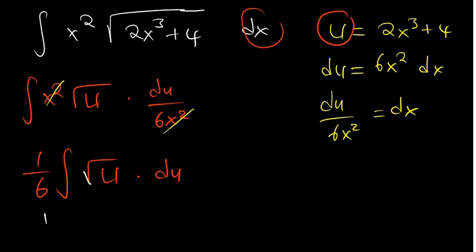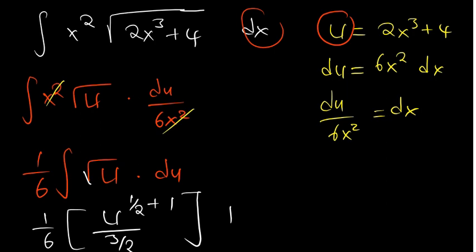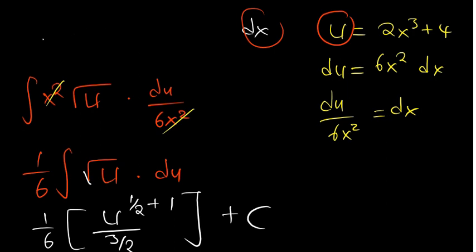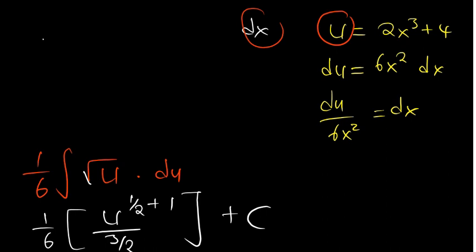So you already know 1 over 6, and then the root of u is the same as u to the power 1 over 2. So add the 1 and then divide by the result, which is 3 over 2, plus c. So that is simple there. So what do we have? Obviously dividing by 3 over 2 is the same as multiplying by 2 over 3.